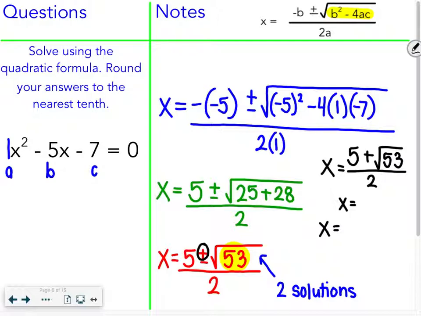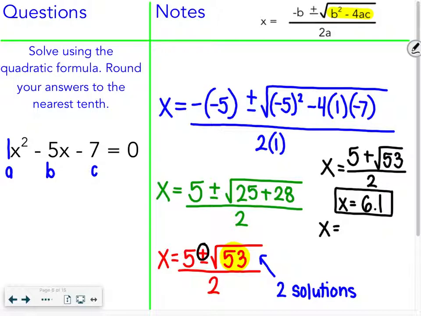So 5 plus the square root of 53 equals, and then divide by 2. So 6.1. And I would enter it in that way because your decimal can change quite a bit if you round the square root of 53. So just leave it as the long decimal and then don't round till the very end.